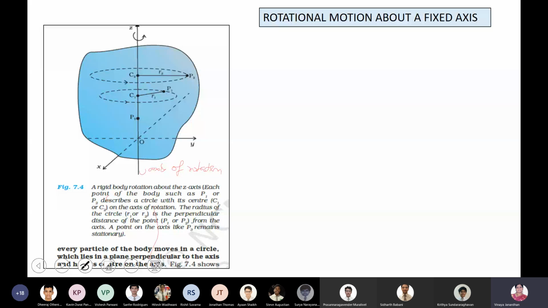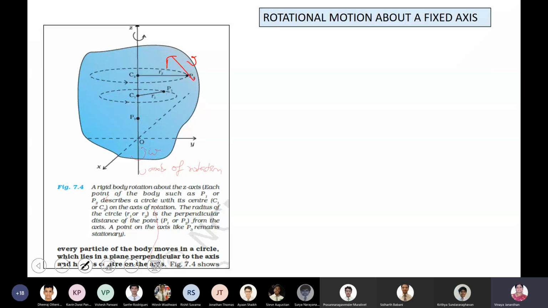Now you will be studying two types of motion. Each and every particle, P1, P2, has a linear velocity. I'm just taking a single particle. When a particle is rotating about an axis of rotation, it has a linear velocity, and at the same time it rotates with angular velocity omega. So whenever a particle or a body undergoes a rotational motion about an axis, it has both linear velocity and angular velocity.